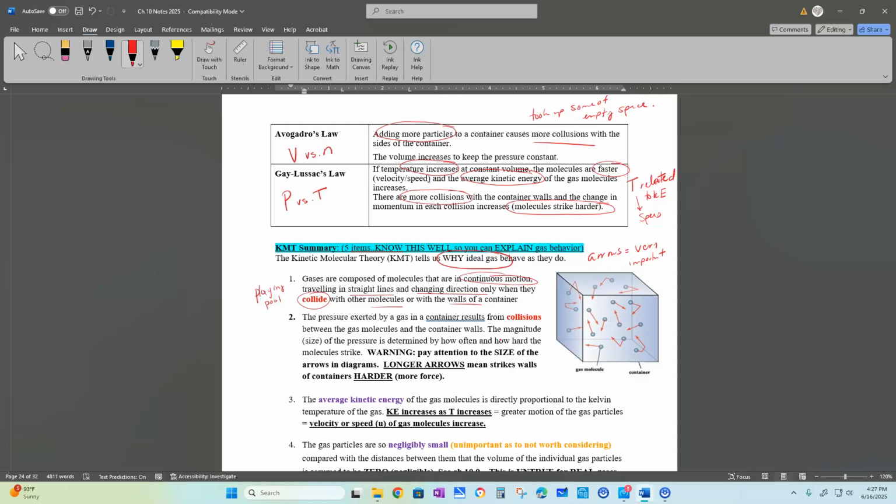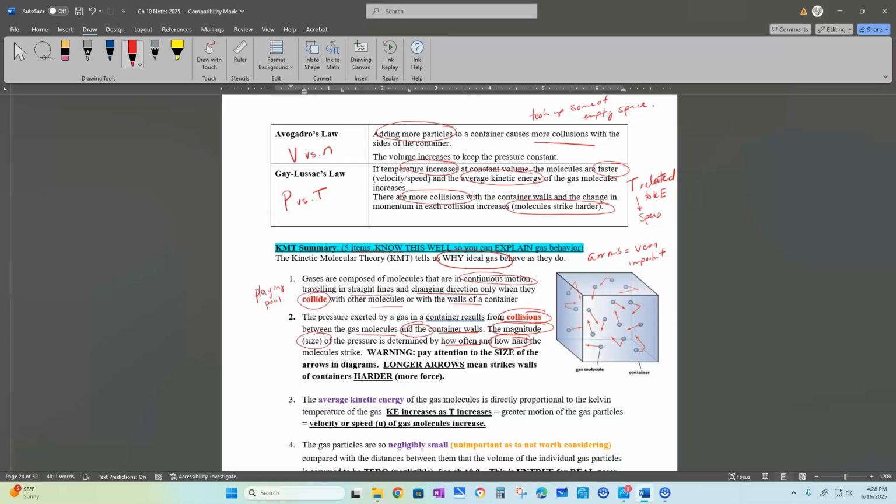The pressure exerted by a gas in the container results from collisions. So if you change the pressure, you have more collisions between the molecules and the container. Remember, they're not bonding. They are attracted and repelled, but as soon as they get close to each other, they collide and bounce into a different direction. The magnitude of the pressure is determined by how often and how hard the molecules strike. That word magnitude is very important in chemistry, because magnitude means size.